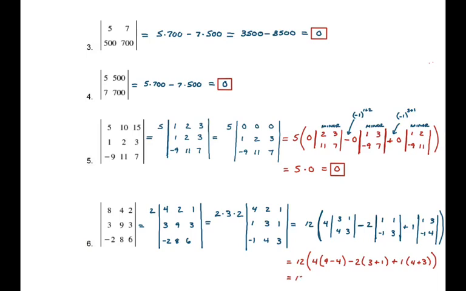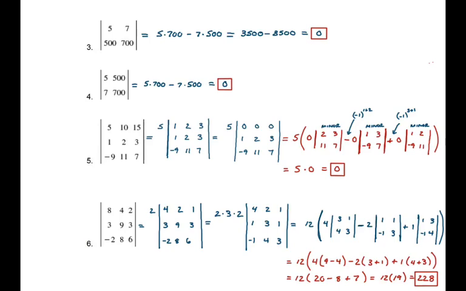So I'm going to write 12 times, and then 9 minus 4 is 5. 4 times 5 is 20. And then 3 plus 1 is 4, times negative 2 is negative 8. And then 4 plus 3 is 7, times 1 is 7. So 20 minus 8 is 12, plus 7 is 19. So it's going to be 12 times 19, which is 228. So 228 is the determinant of that matrix I was given.